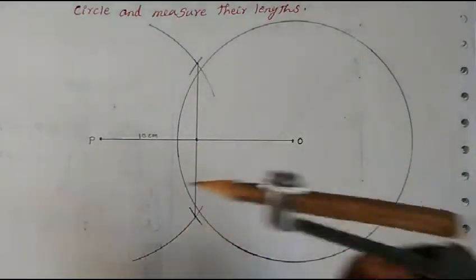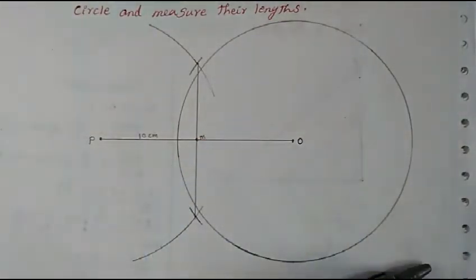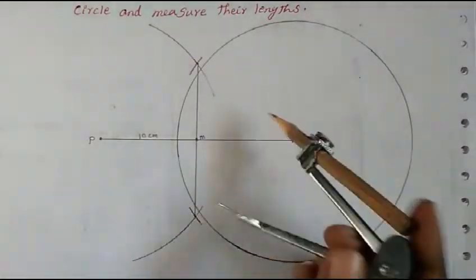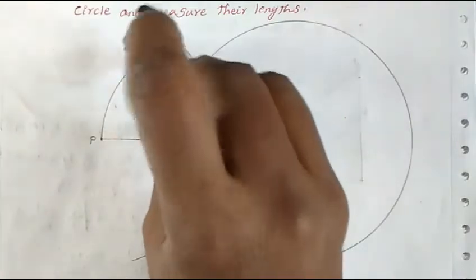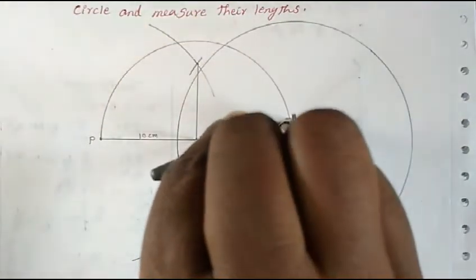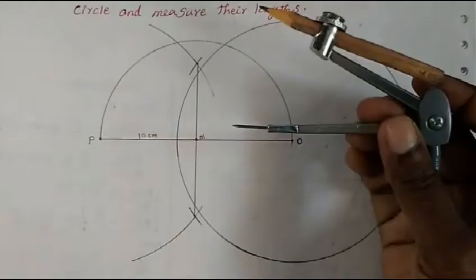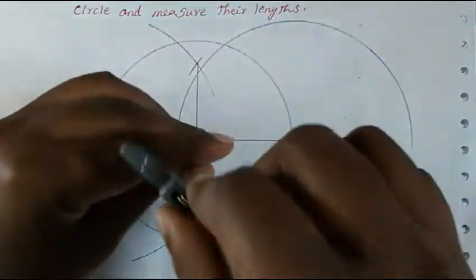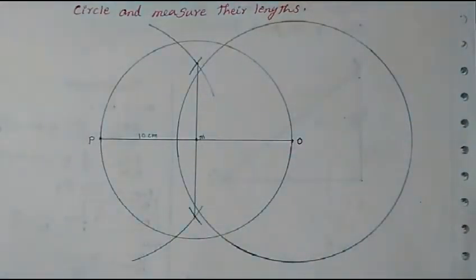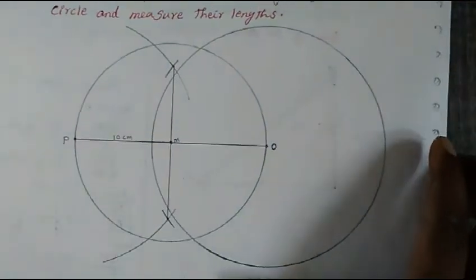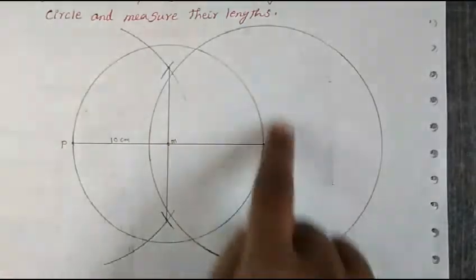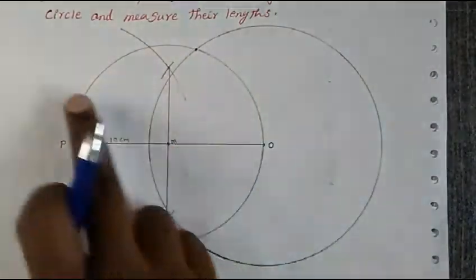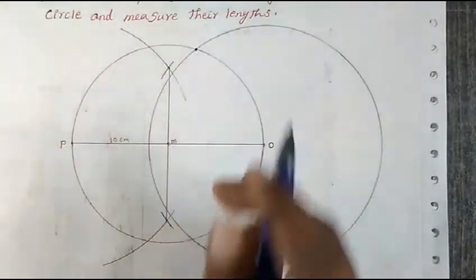Now take this midpoint. I'll name it as the midpoint. Keep the compass on that midpoint and measure this. After measuring, now draw a circle. Okay, so this is our original circle, and this is the circle that we have drawn. This small circle is intersecting the big circle at two different points.